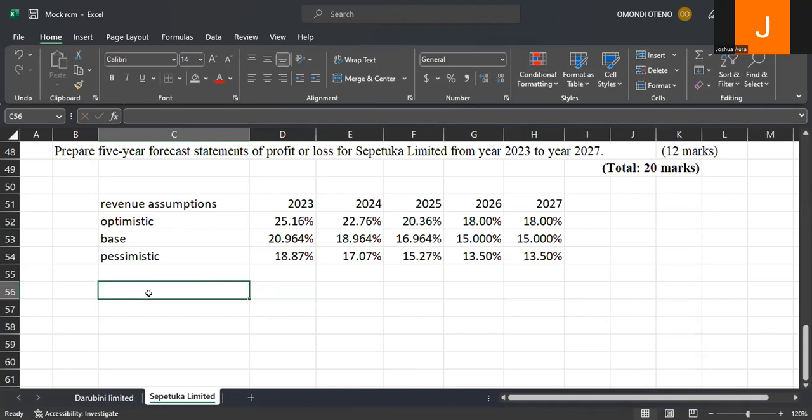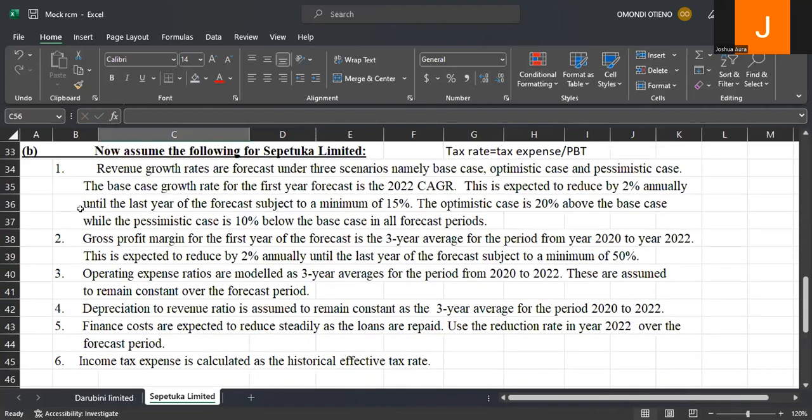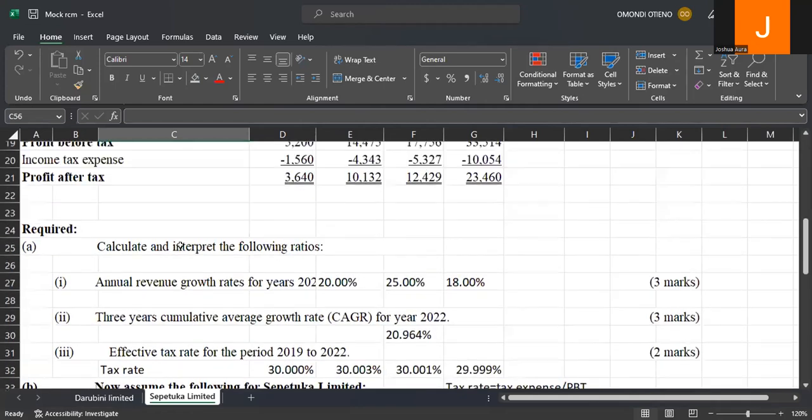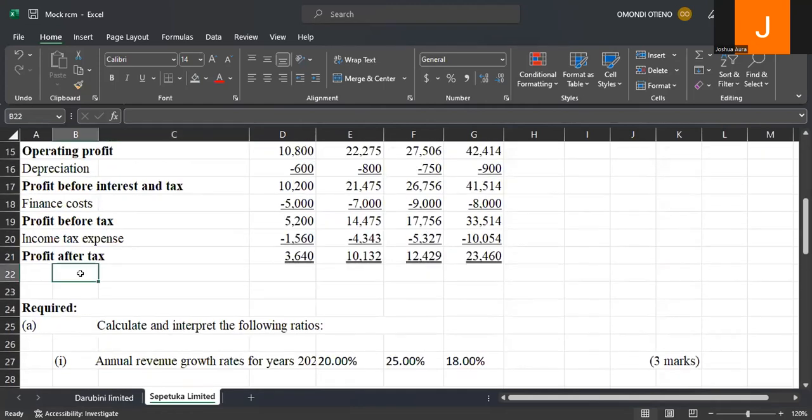We go to the next assumption. So the next item they would want us to create an assumption for, number 2, is the gross profit margin for the first year of forecast. It is the 3-year average, not cumulative, just the 3-year average for the period. So the first thing you need to do for number 2 is to calculate the gross profit margin. So ladies and gentlemen, how do we get gross profit margin? Is there somebody who can remind us? Just go ahead and write for us. Gross profit margin equals gross profit all over sales.